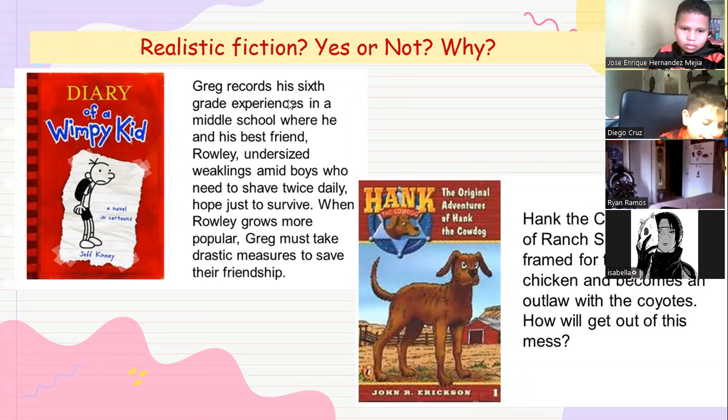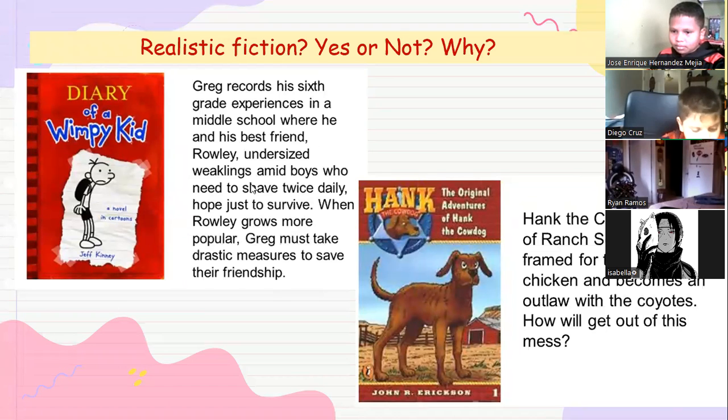Greg records his sixth grade experiences in a middle school where he and his best friend, Rowley Jefferson, weaklings amid boys who need to shave twice daily, hope just to survive. When Rowley grows more popular, Greg must take drastic measures to save their friendship.